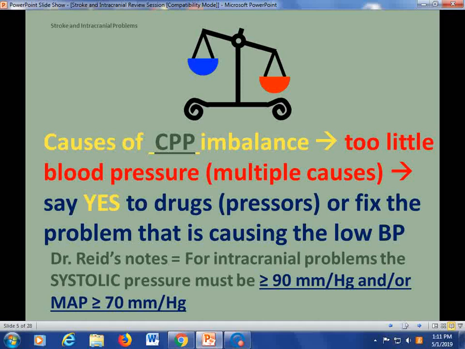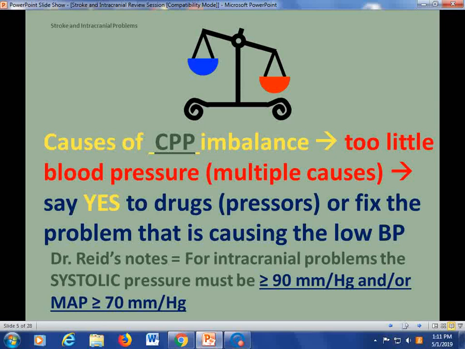So again, I want to give you more rules. I already told you that the CPP has to be a minimum of 70 or greater. There really isn't a high-end value of it that you have to worry about. You've got to at least have a 70. But yes, there are some values for blood pressure that you have to know, and you need to write these down so you always remember them.